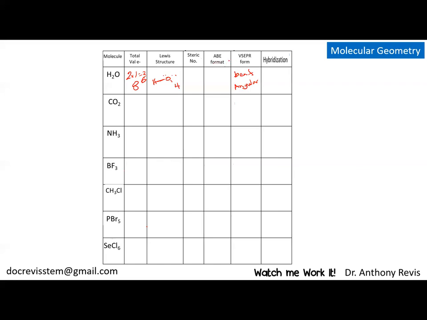And then we have what's called the ABE domain format name here. And we name this by saying the central atom is basically A. And then we look to see what we have around it based on the Lewis structure. And we have two atoms around it. So that's going to be your B, two around it. And we have two sets of lone pairs. So E is going to be electrons, your lone pair. You have two sets of lone pair electrons.